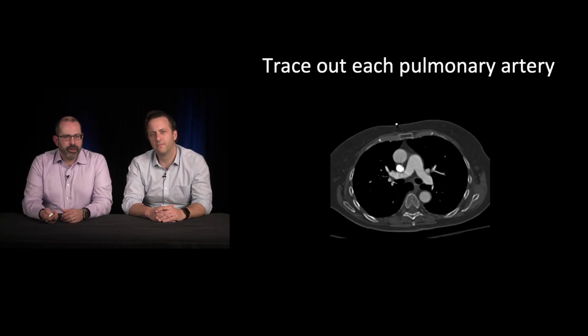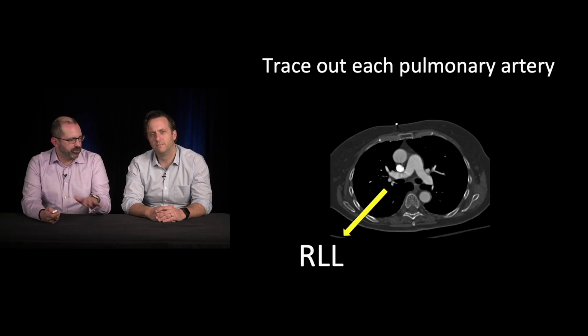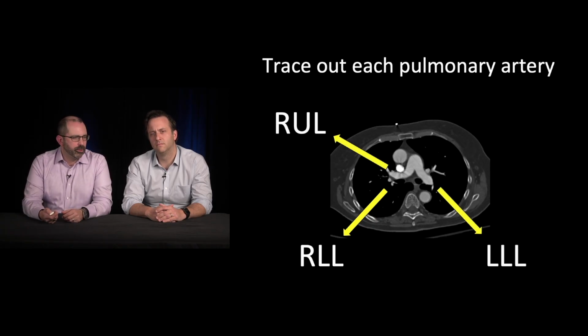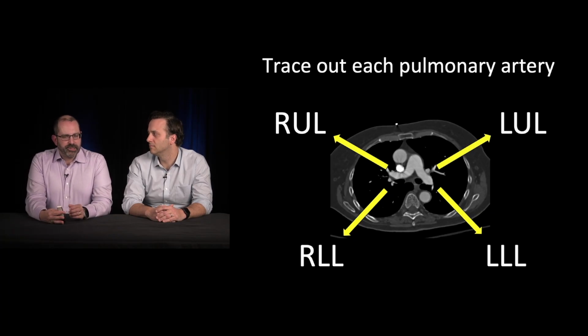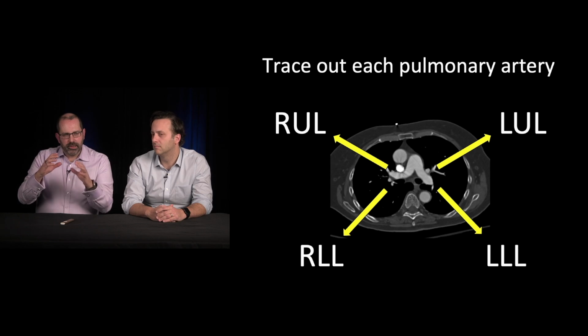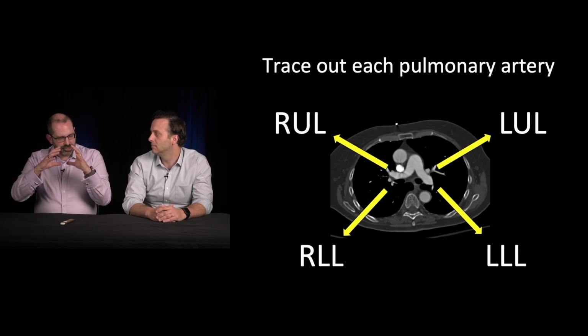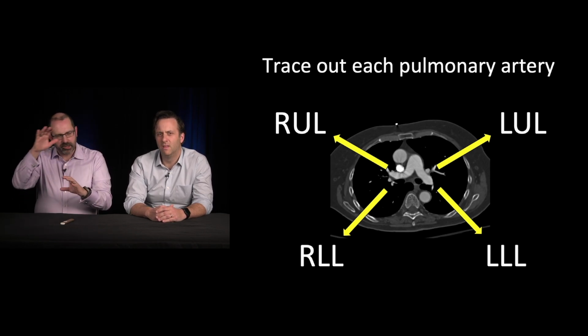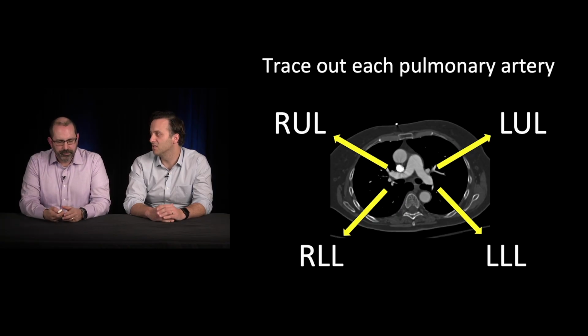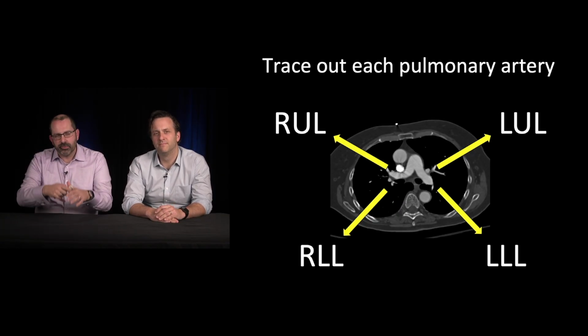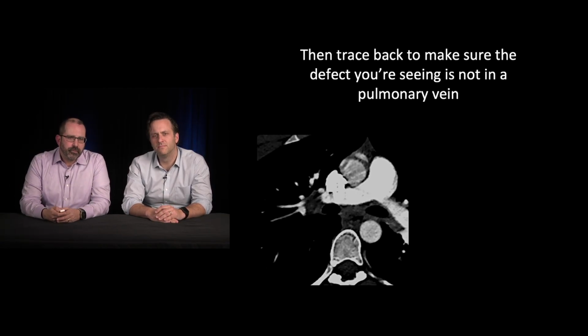I start by tracing out the pulmonary artery down through the right lower lobe, come back, right upper lobe, come back, left lower lobe, come back, left upper lobe. And it is a little bit tedious. It takes a little bit of time, but it really allows me to focus my attention on just a small area and not get distracted by everything else that's going on. There's a lot on the screen, and that's what I think overwhelms people.